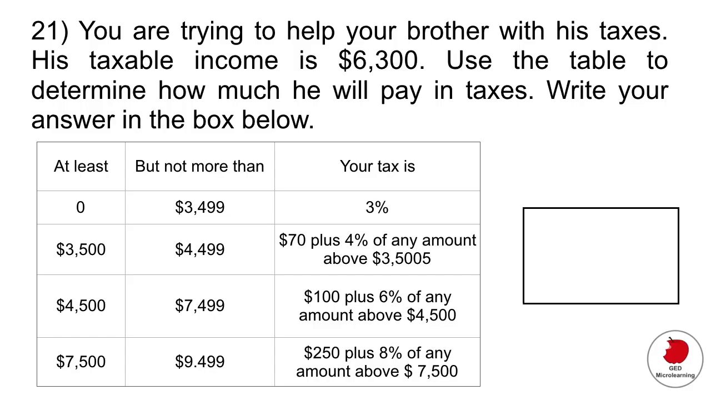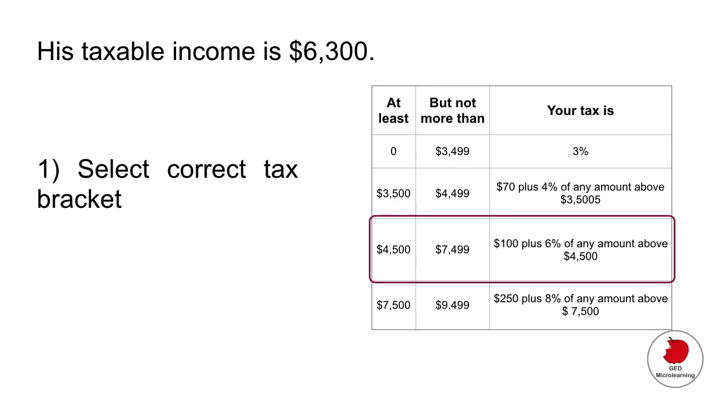Okay, so question 21, it says, you were trying to help your brother with his taxes. His taxable income is $6,300. Use the table to determine how much he will pay in taxes. Write your answer in the box below. Okay. So the first thing is to find out which tax bracket he's in. They're telling us that his taxable income is $6,300. So that's the bracket there in the middle where he would fall in.